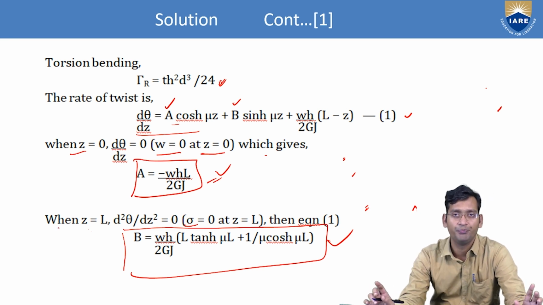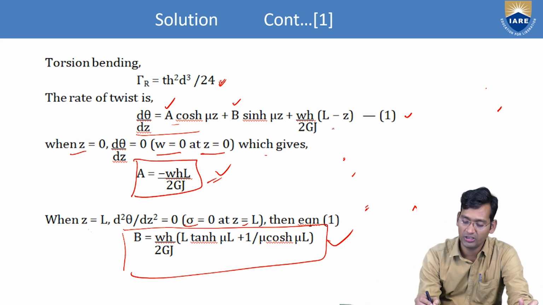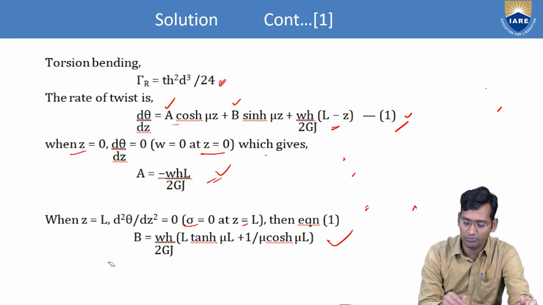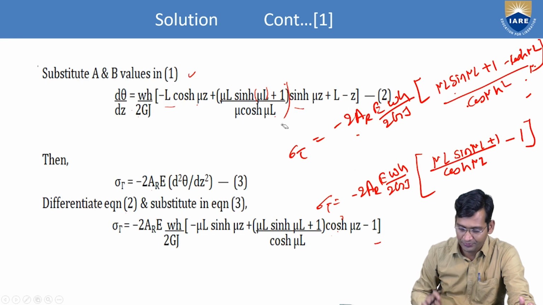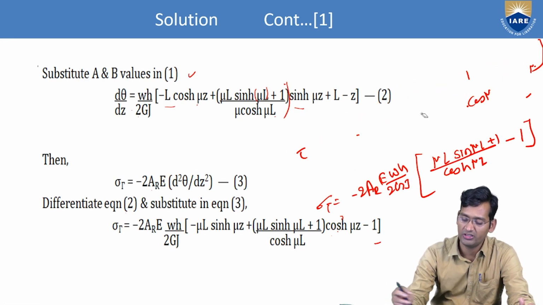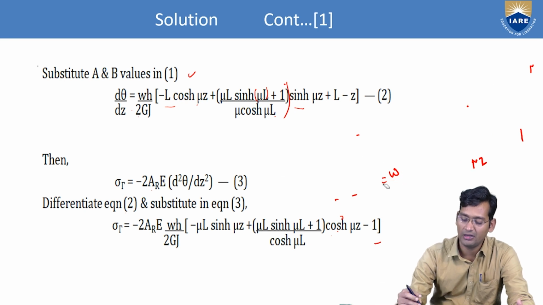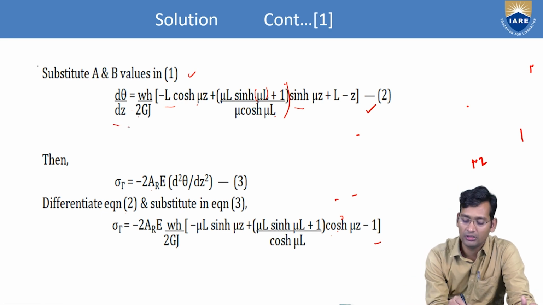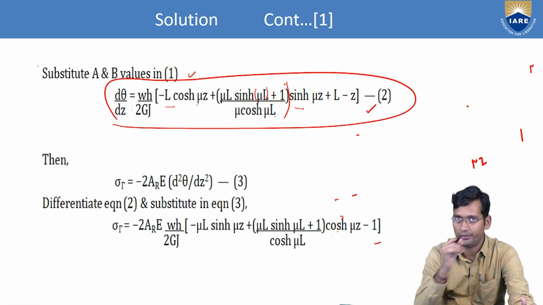When z equals L, d2 theta by dz square is 0, so sigma is 0 at z equals L. After substituting in this equation, we get b equals this. Now substitute a and b in equation 1. After substituting a and b in the equation, we got this one. So now we have the d theta by dz value, that is the rate of twist.